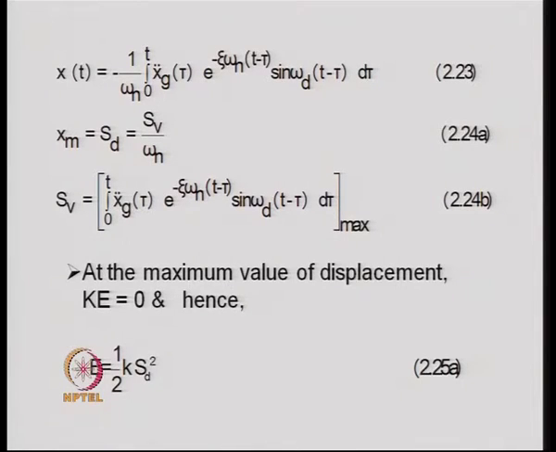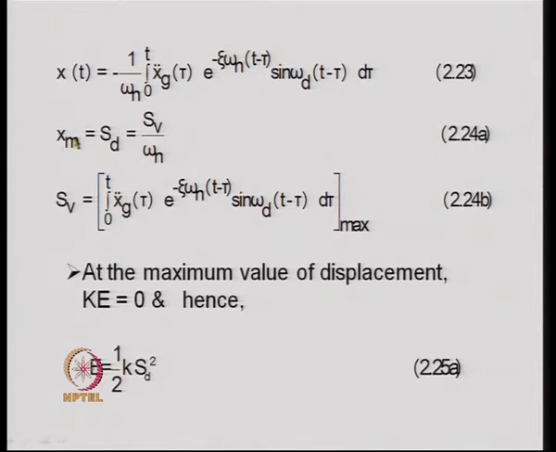Then for the elapsed time, that is t minus tau elapsed time, the single degree of freedom system vibrates as a free vibration problem, or vibrates as a damped free system. Now, using that concept, we are able to obtain the x(t) using this integration.